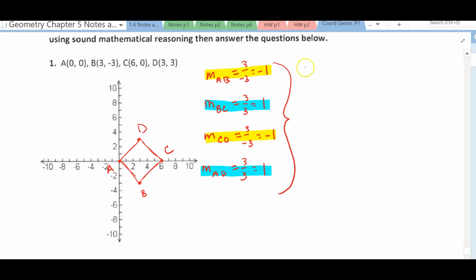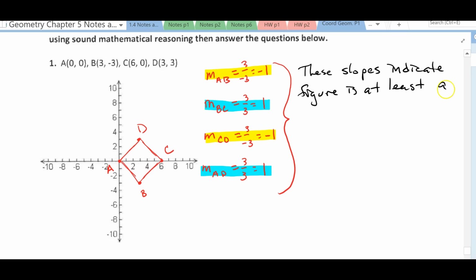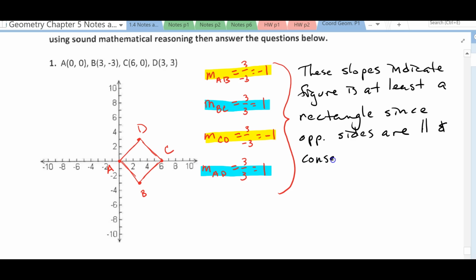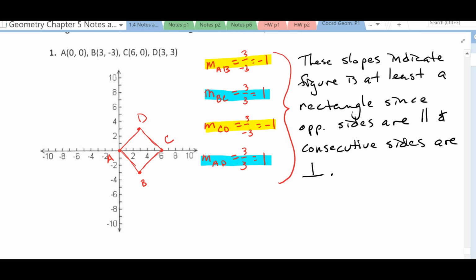So these slopes indicate the figure is at least a rectangle, since opposite sides are parallel and consecutive sides are perpendicular. So now we kind of looked at it and decided it was a square.